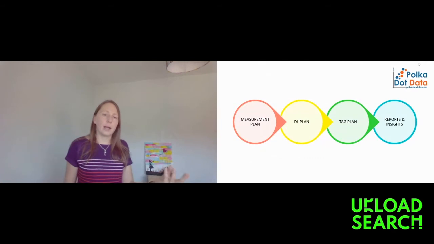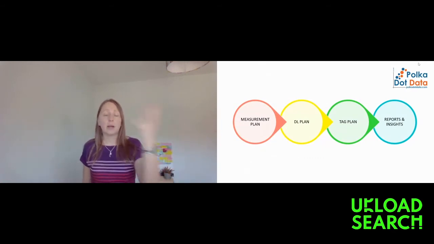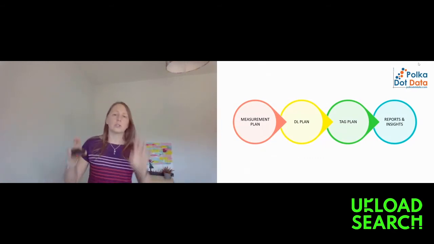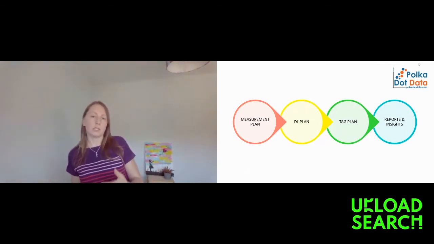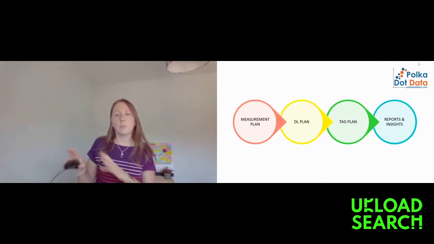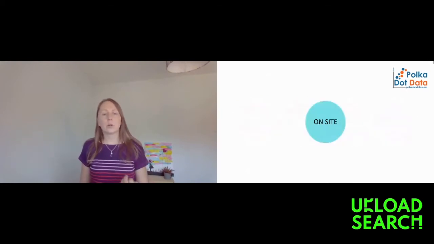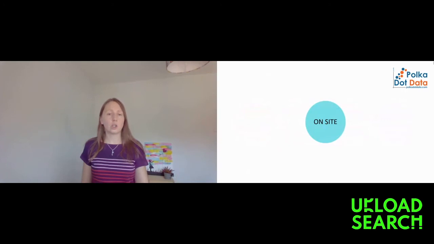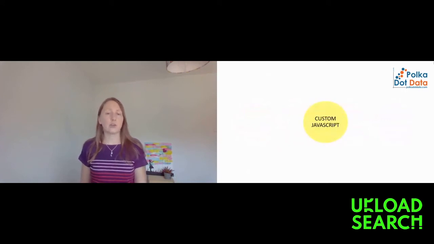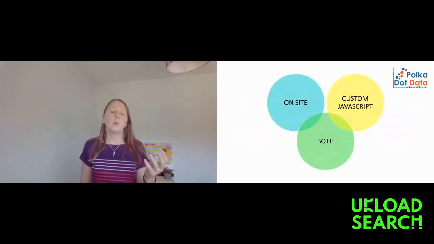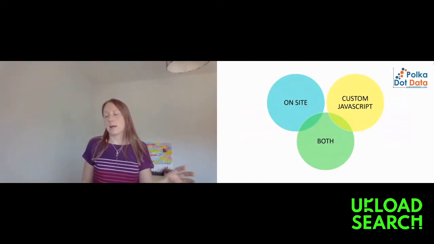So you've got your measurement plan, you've got your data layer plan. From your data layer plan, you make the tag plan and you work out what goes together. And then you can look at your reports and insights, which obviously you planned at the beginning, but now you can just check you're getting all the data for them. So this data layer plan, if we talk about that, you can put that piece of code on site, or you can put it in custom JavaScript in Google Tag Manager. So you don't have to use developers and you don't have to do that resource. But what we also can do is combine it. So we can look at the on-site stuff, the custom JavaScript stuff, or both.